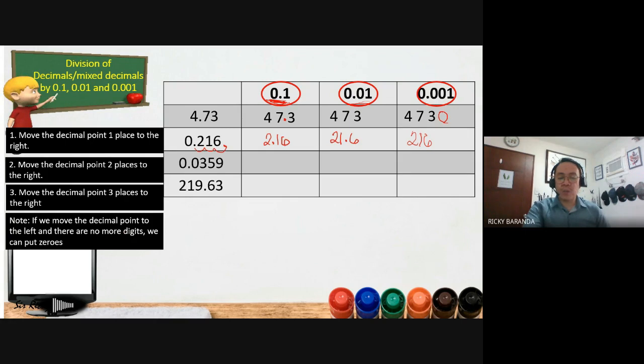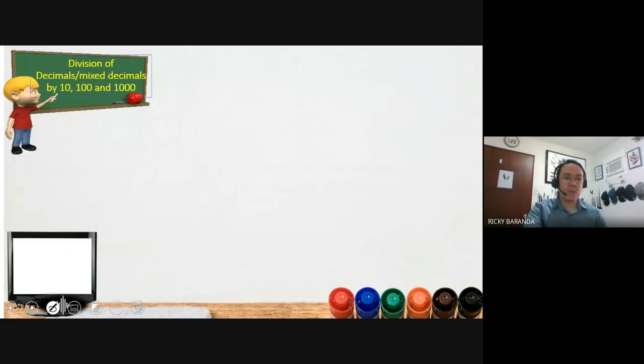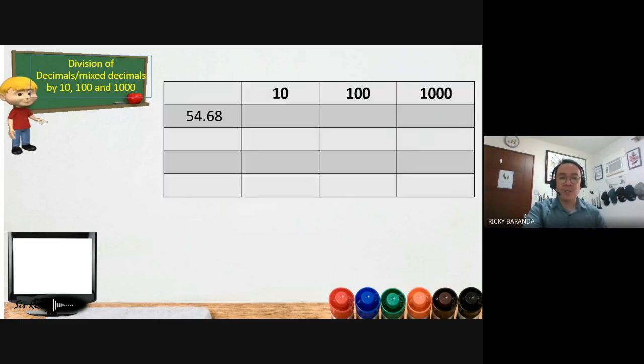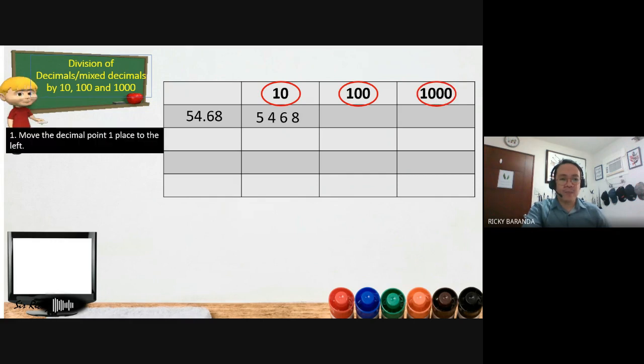Okay, so hope you get this one, how to divide decimal or mixed decimal by tens, hundreds, and thousands mentally. So this time we will be dividing naman mixed decimals by tens, or whole number na tens, hundreds, and thousands mentally. So halimbawa, 54.68 divided by tens, hundreds, and thousands. Okay, so first, move the decimal point one place to the left.